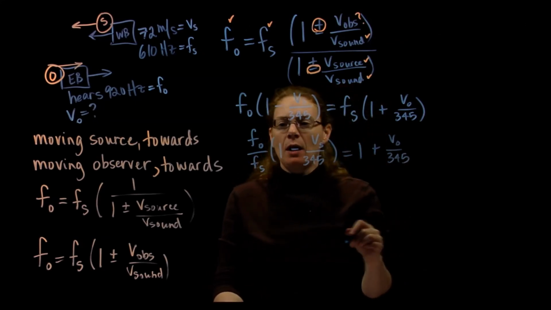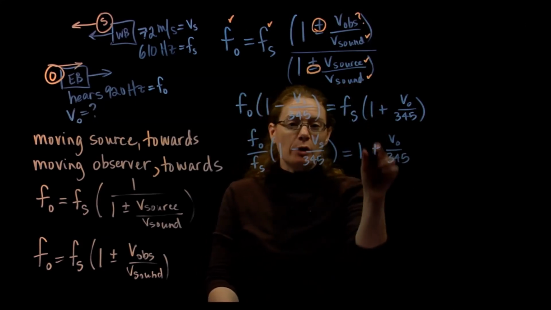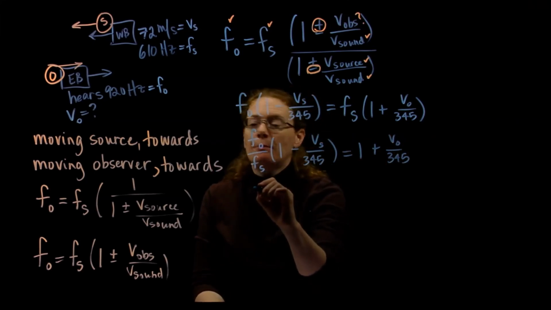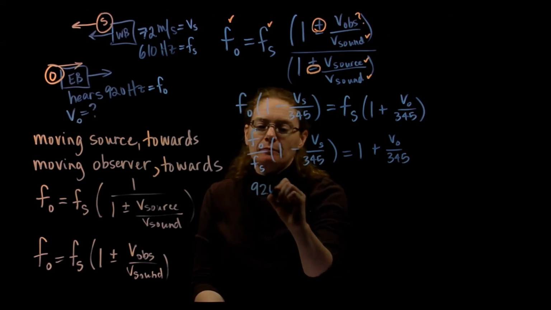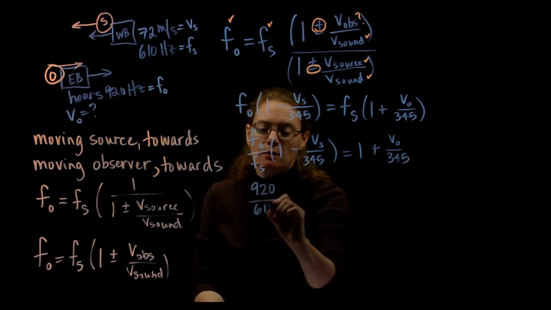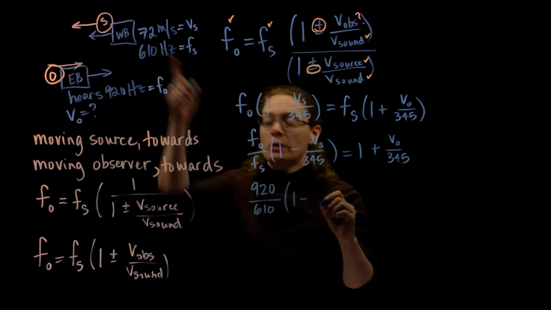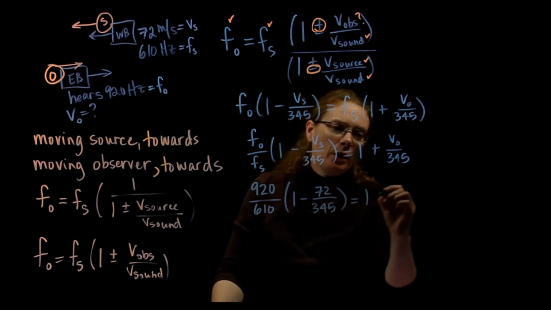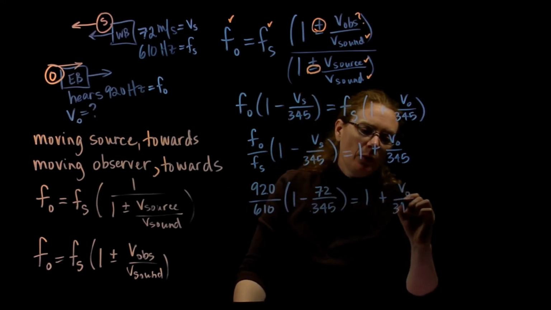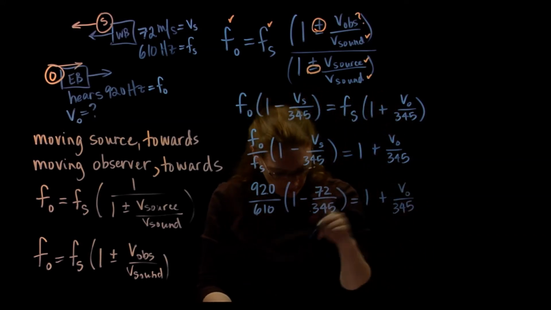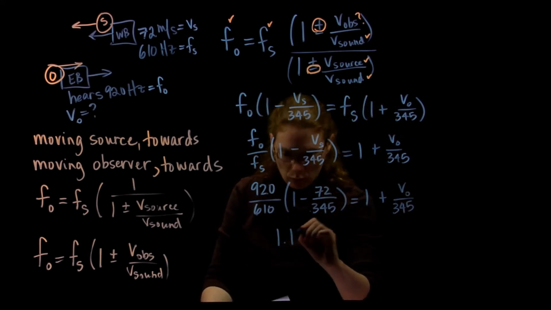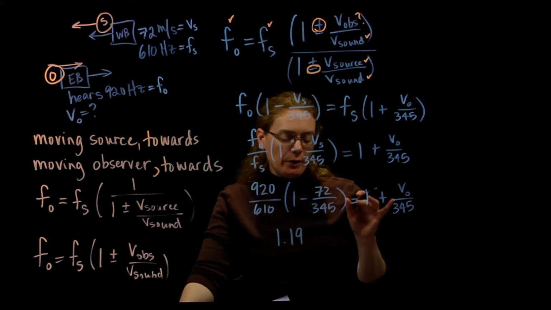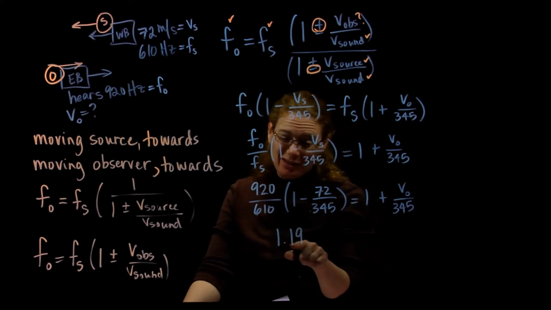Okay, this is getting messy. I'm going to start throwing some numbers in here. You can go one more step, divide both sides by 1, multiply by 345. Just going to throw the numbers in at this step. F observed is 920. Source frequency was 610. 1 minus V source, 72 over 345, equals 1 plus V observed over 345. So if I do all this, I end up with 1.19.